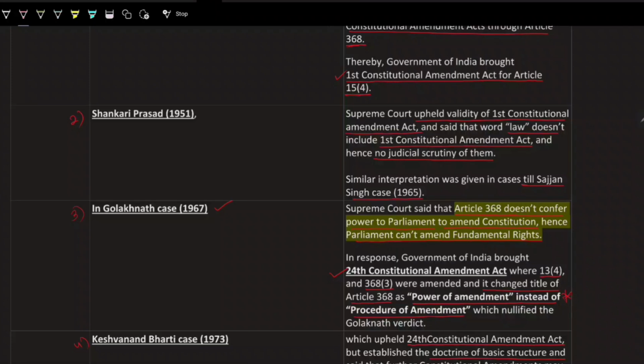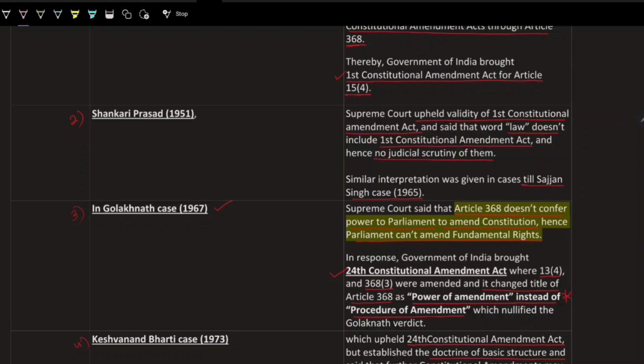Second, Shankari Prasad case, 1951. The Supreme Court upheld the validity of the first Constitutional Amendment Act and said that the word law doesn't include the first Constitutional Amendment Act, and hence no judicial scrutiny of them. A similar interpretation was given in cases till the Sajjan Singh case, 1965.